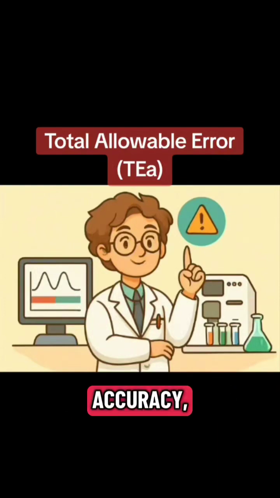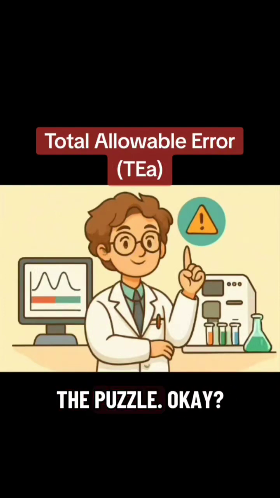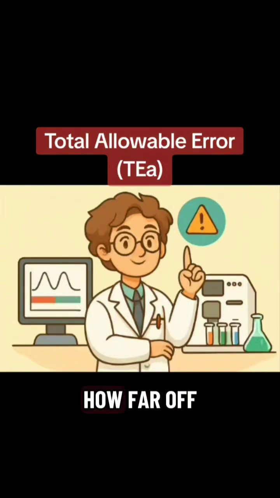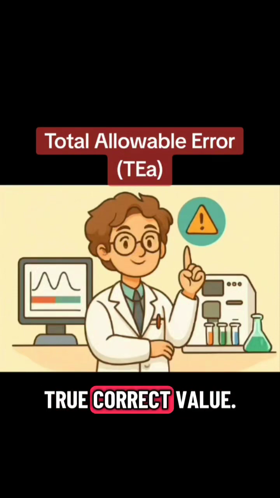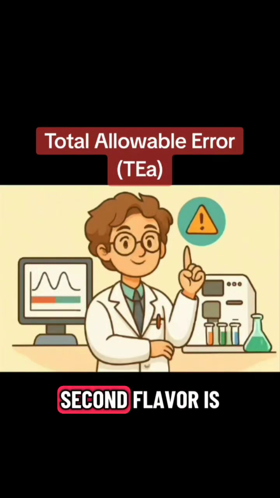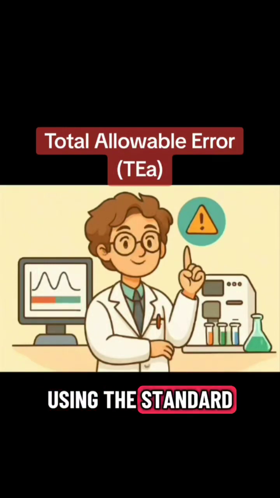It's because simple accuracy only looks at one piece of the puzzle. Accuracy is generally concerned with systematic error, which we call bias, right? How far off your average measurement is from the true correct value. But in the real world, error comes in 2 flavors, and T forces you to account for both. And the second flavor is? The second flavor is random error. We measure that using the standard deviation, or SD.